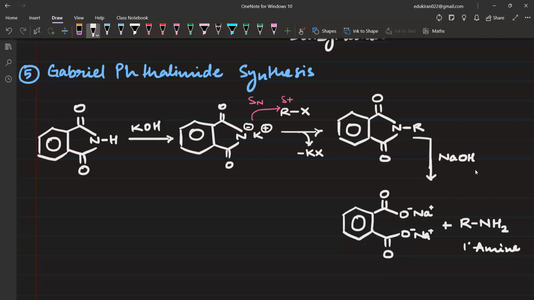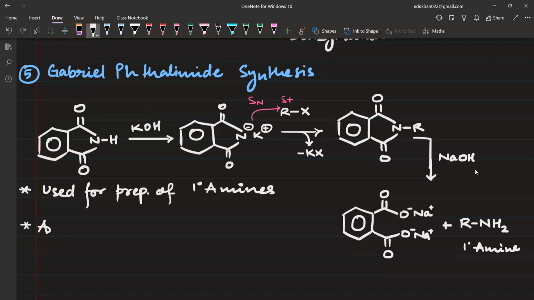So the Gabriel phthalimide synthesis is used for the preparation of 1 degree amines. This is important because it is a name reaction.